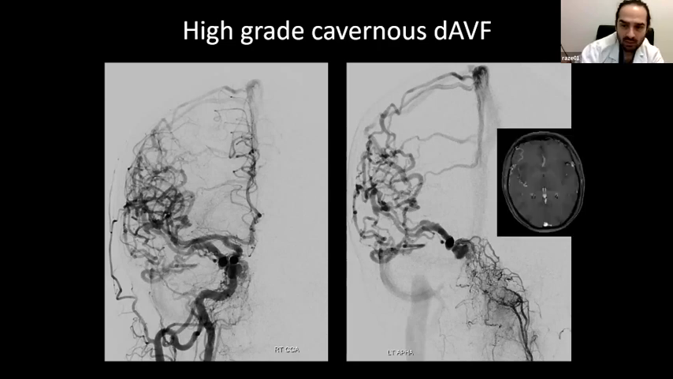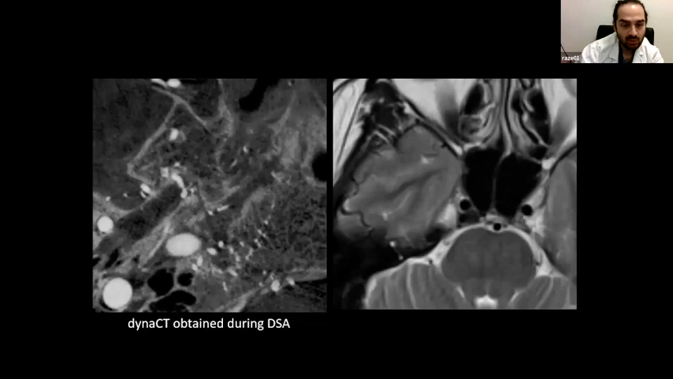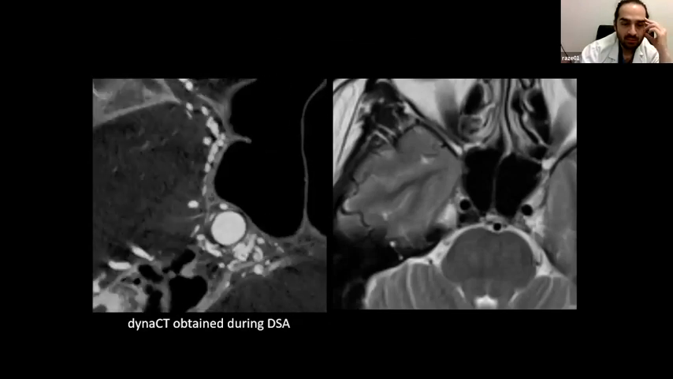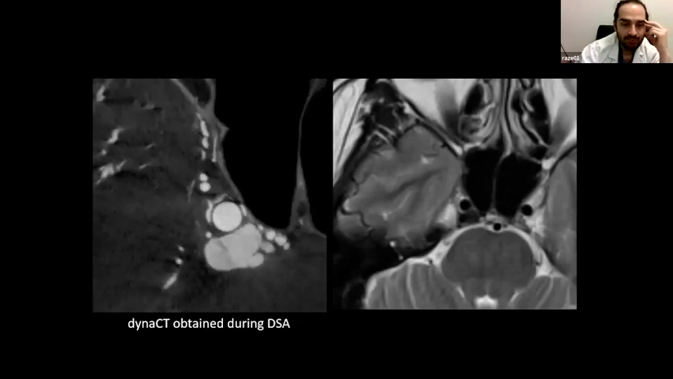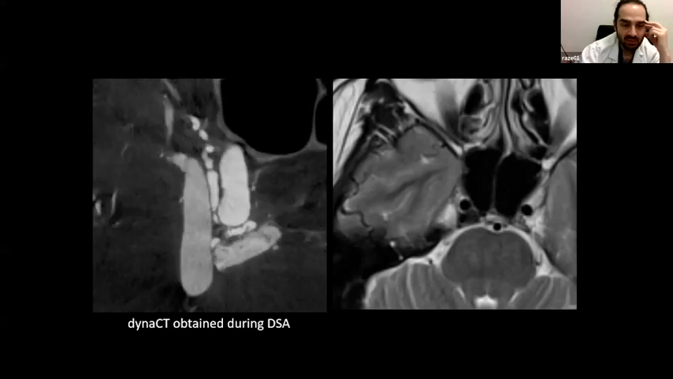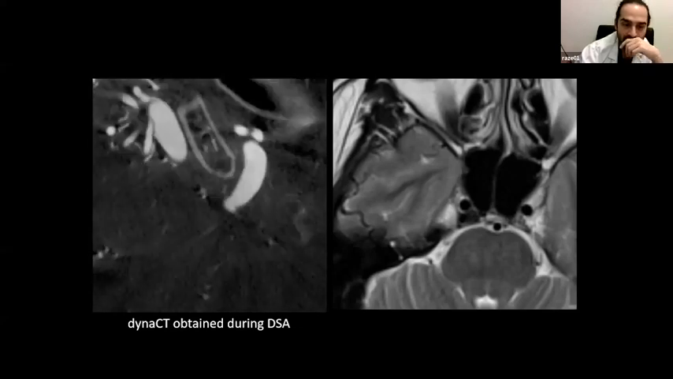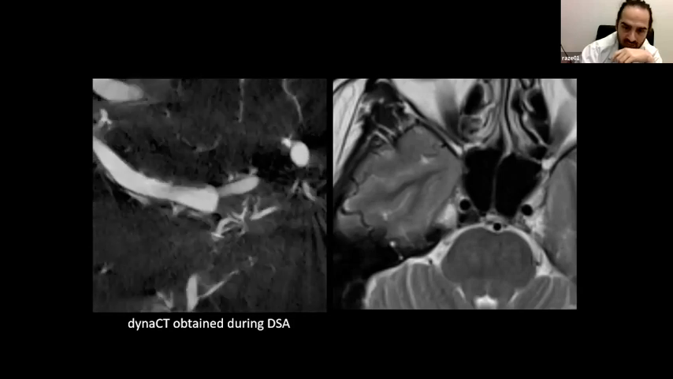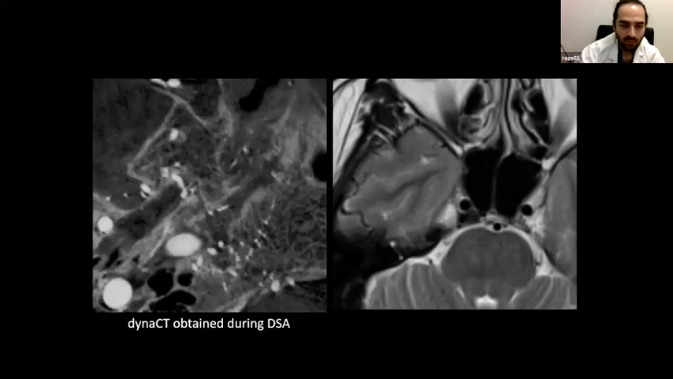So what to do here? We do the Dyna CT, and look at the details. You can follow a single vessel supplying the fistula, and you recognize the fistula is really in the back of the cavernous sinus, which is in this location. That's why there was the flow void here.